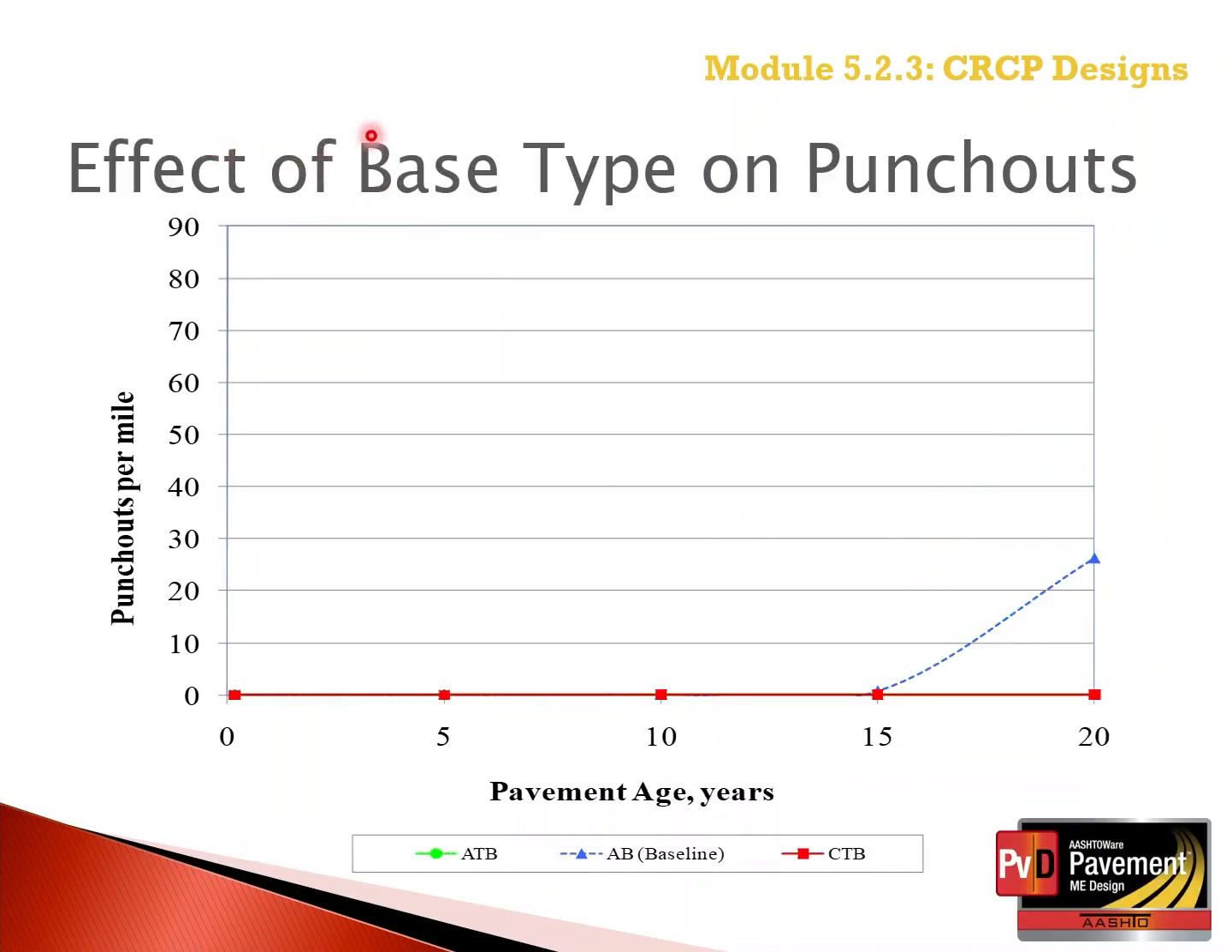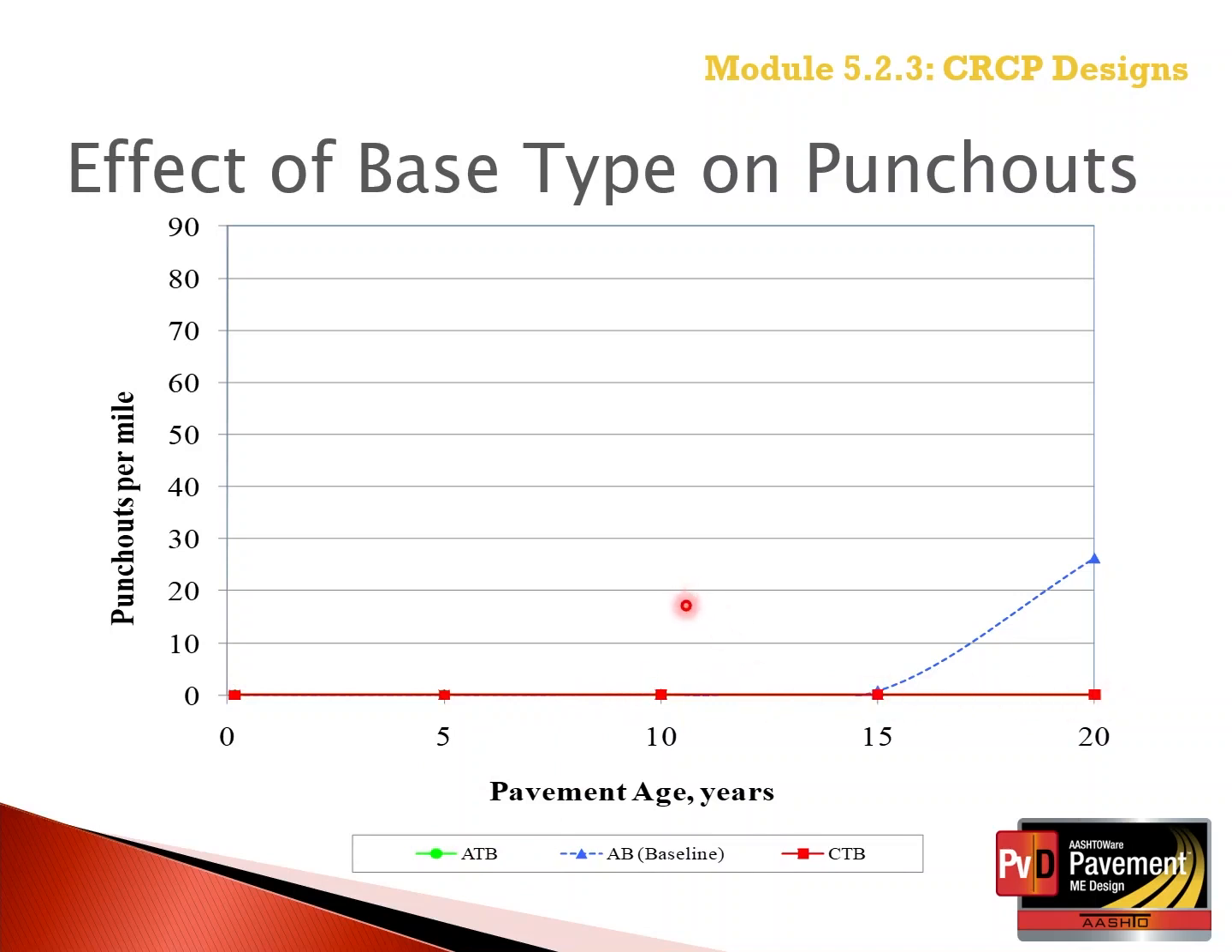And this is the effect of base type on punch outs. Not the shoulder, but the base type on the punch out. So the base type has a moderate impact on the number of punch outs. The blue is the aggregate base, and that's a baseline shown here. The red is the predicted punch outs for a cement treated base. The green is also at the same line of a CTB, and the green is an asphalt treated base.